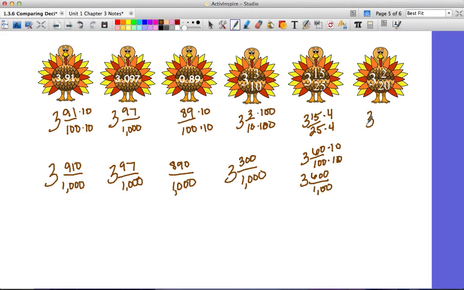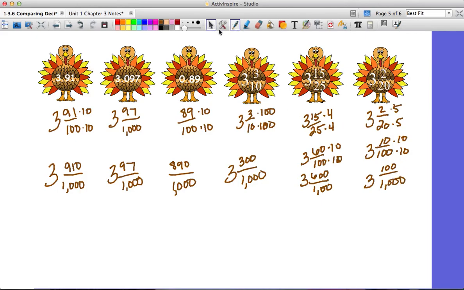And then I'm going to do the same with 3 and 2/20ths. I'm going to multiply them both by 5. And I'm going to get 3 and 10 100ths. And then I'm going to multiply both of these by 10. And I will get 3 and 100 1,000ths.